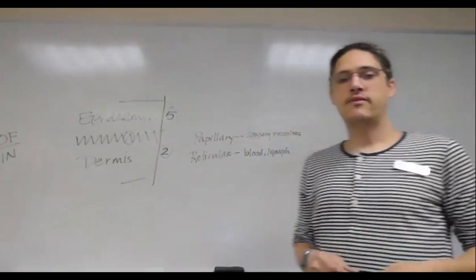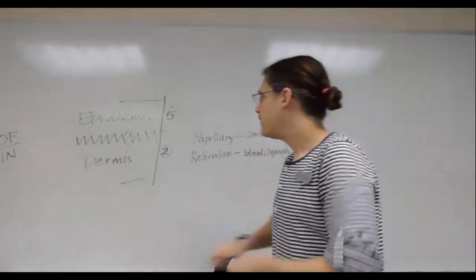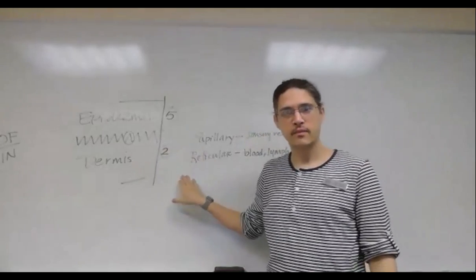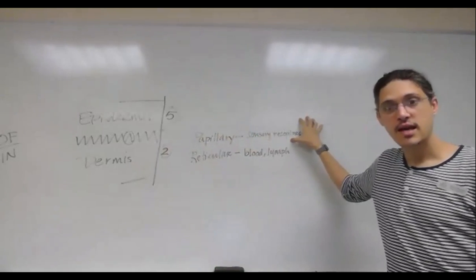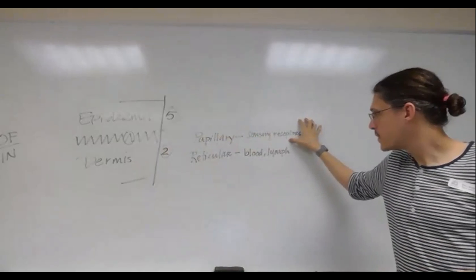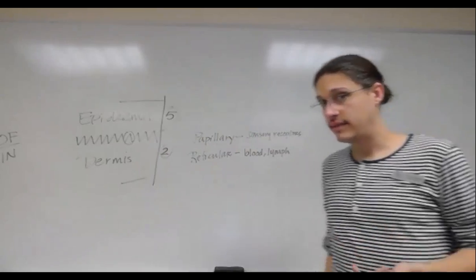So the key things from this one that I want you to take away: we have two layers of the dermis, the papillary and reticular. The papillary layer contains your sensory receptors. These are your touch receptors. This is what gives you your sense of touch. The reticular layer contains the blood and the lymph vessels.